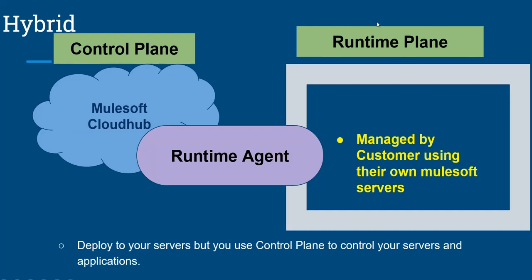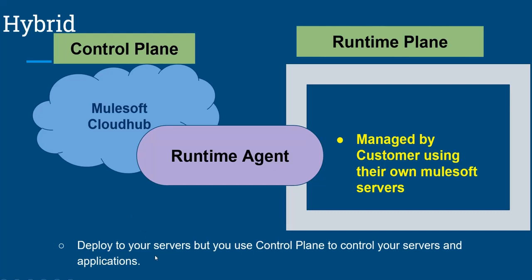If you want to run your application in your organization itself, you can use your own MuleSoft servers. That runtime plane is managed by the customer, which is your organization, and the control plane is managed by MuleSoft. All the alerts and all the features we have seen earlier, that is managed by MuleSoft. So if you have a requirement like this, you can go with the hybrid model. How the control plane and runtime plane communicate with each other is by using a runtime agent. We need to configure one runtime agent, and through that the control plane and runtime plane will communicate with one another. So this is a simple overview of the hybrid model.